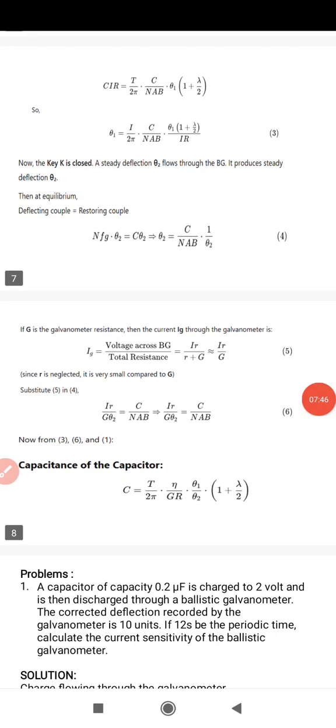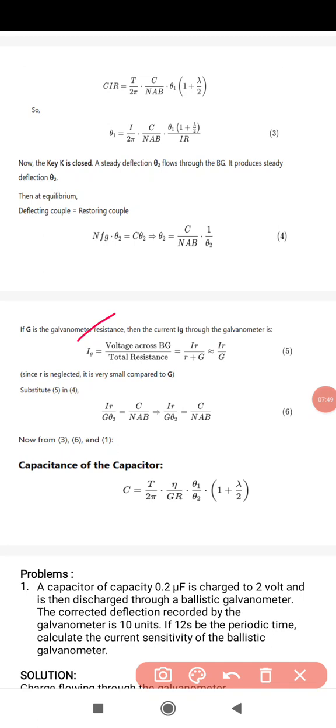If G is the galvanometer resistance, then current Ig through the galvanometer is equal to the voltage across the ballistic galvanometer divided by the total resistance, IR divided by R plus G, which is nearly equal to IR divided by G, because small r is negligible compared to G. Therefore, substituting this equation into this equation, we get IR divided by G theta 2, which is equal to C divided by NAB.